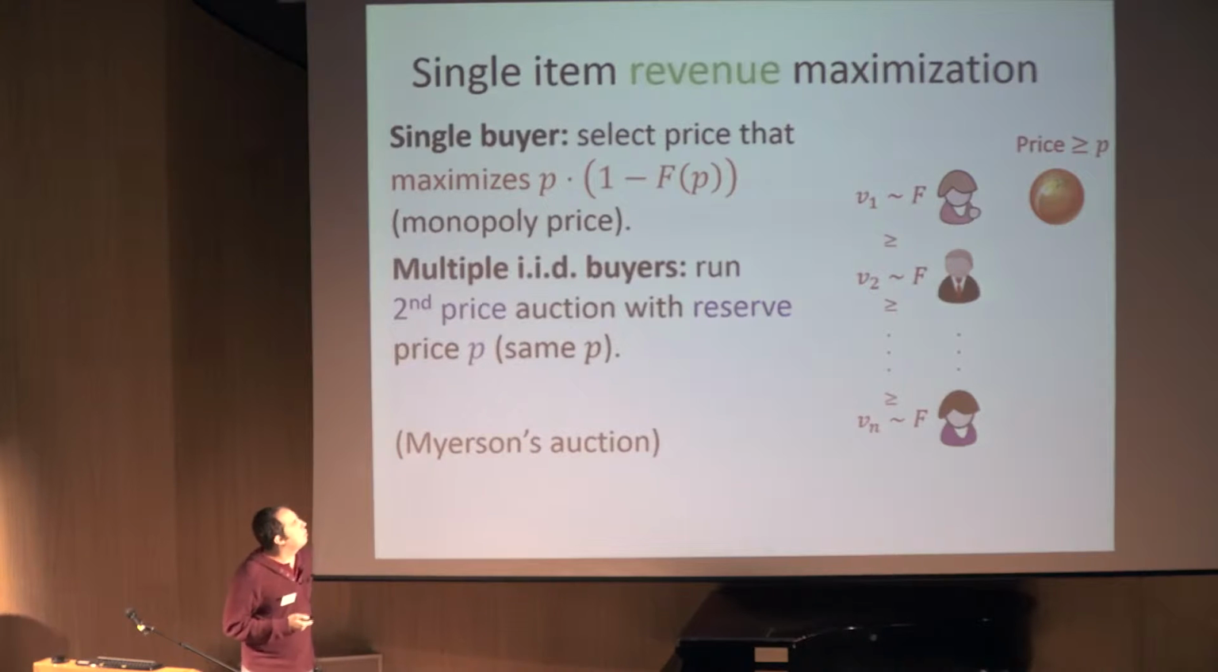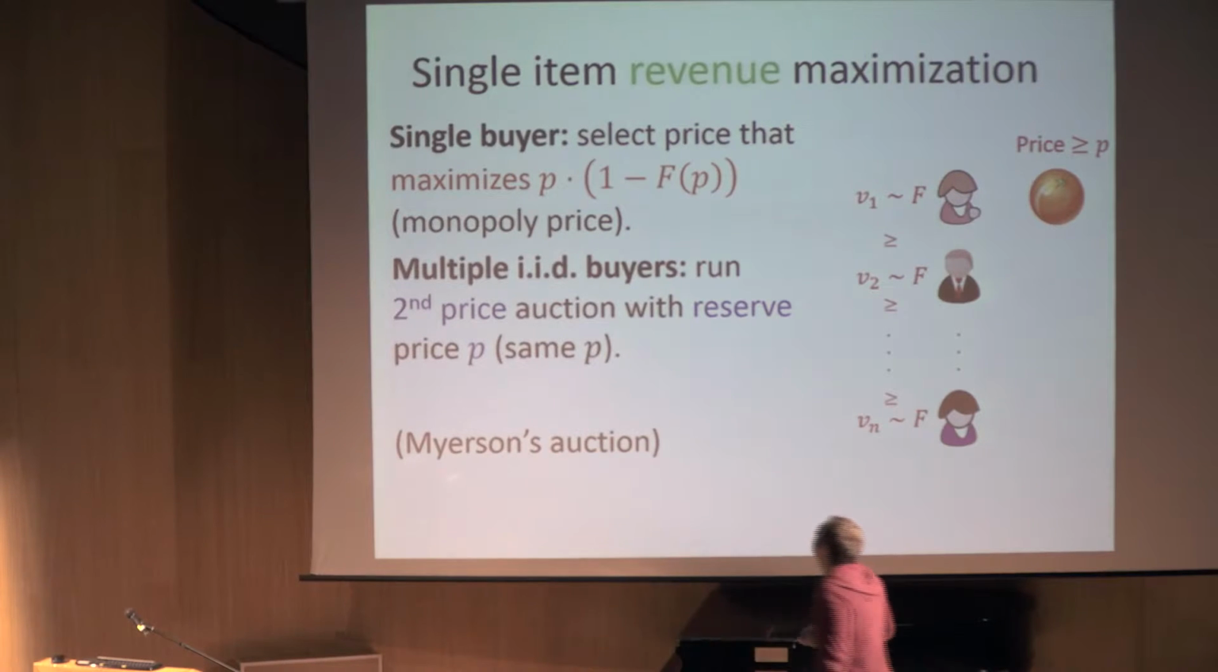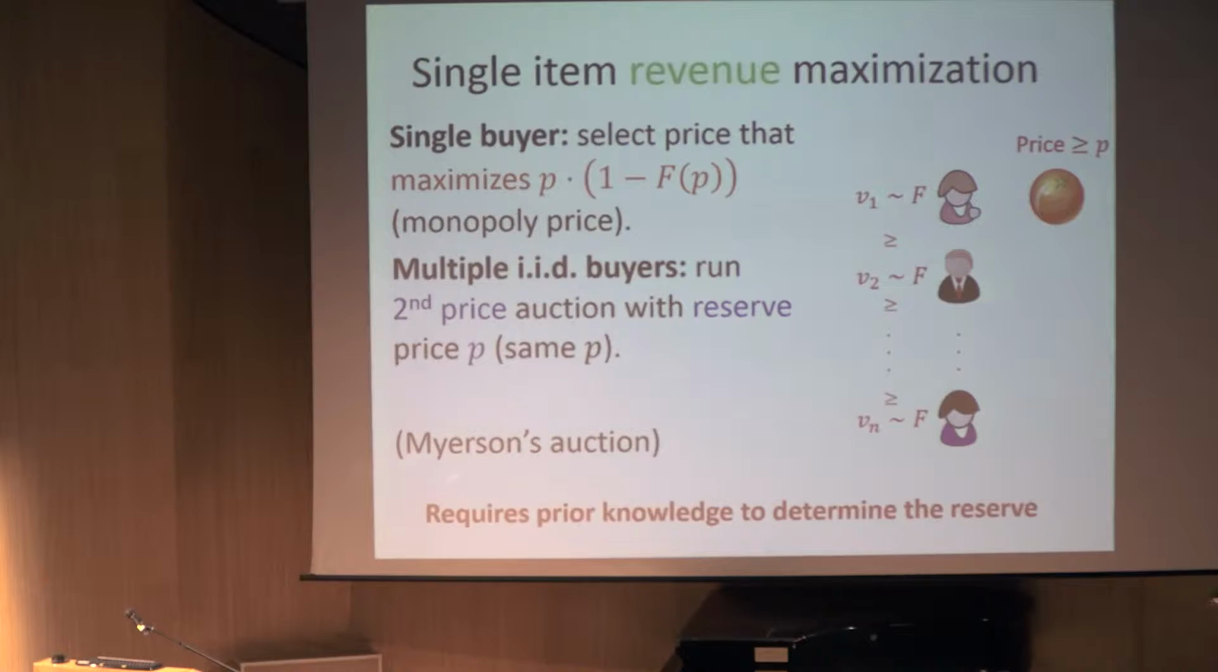But if we start talking about revenue, it's a bit more complex. So for a single bidder, we already talked about it, we need some prior information about the bidder. And we just choose the price that maximizes the expected revenue, which is the price times the probability of sale, when f is the density function of the bidder. And for multiple bidders, we just run second price, but the bidder also has to surpass the reserve price, which is the same P as before. And this is Myerson's auction.